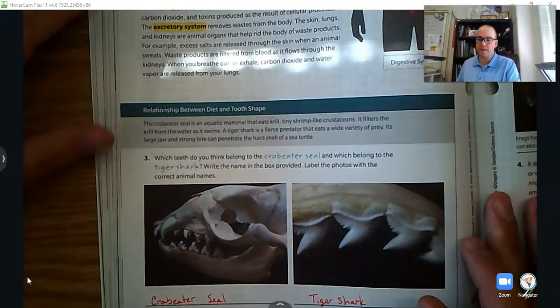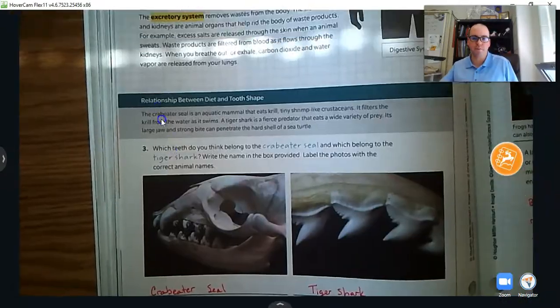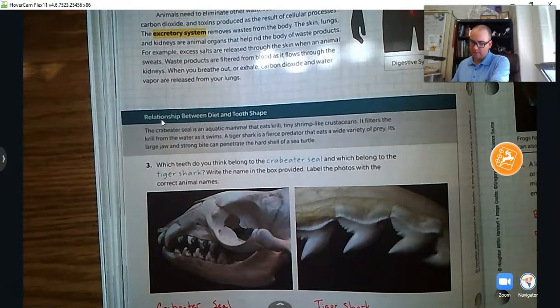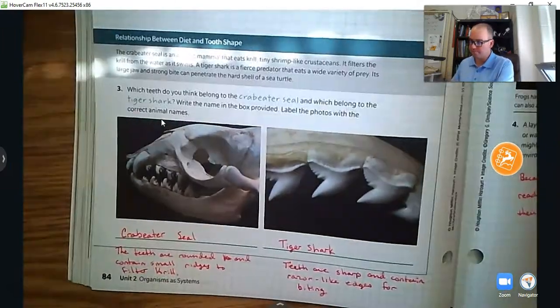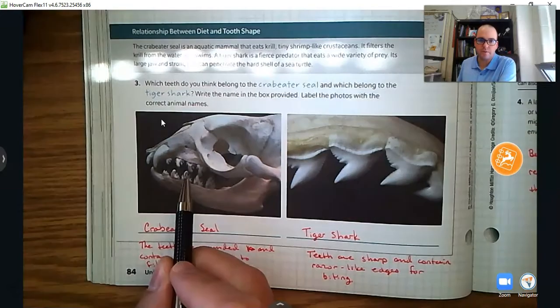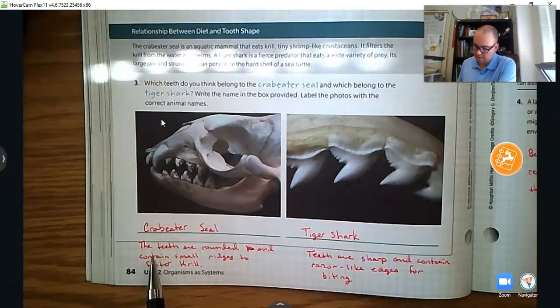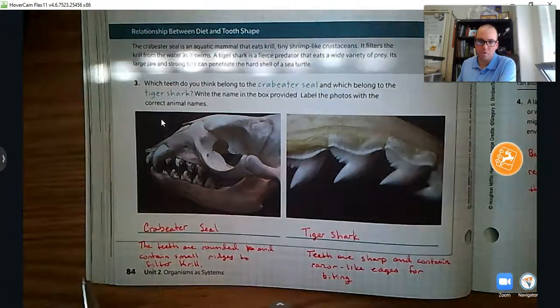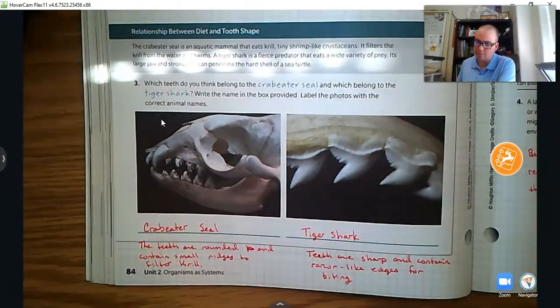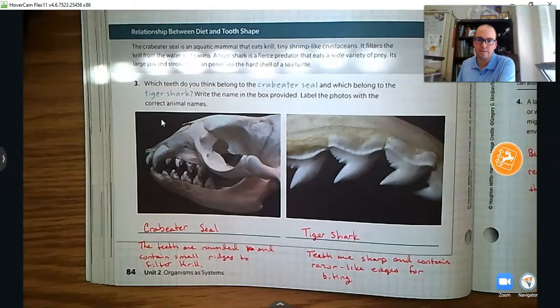And so even if we look at our picture here at the bottom that has the teeth of a seal and a shark, we can see that the teeth of the seal are different shapes than the teeth of the shark. The teeth of the seal are more rounded, and they contain these small ridges in them. And those small ridges help filter krill out, which is what that seal eats.